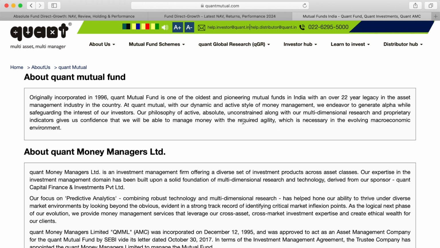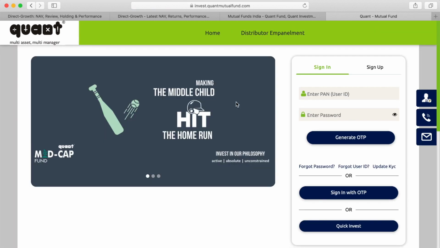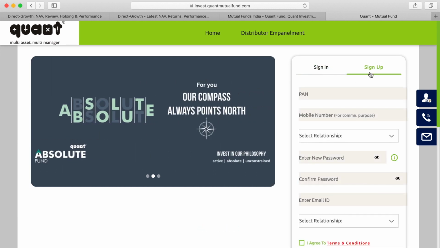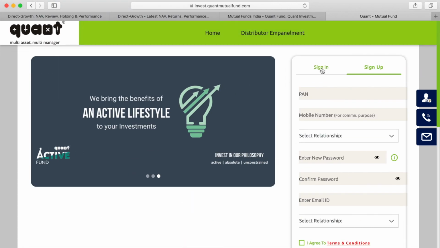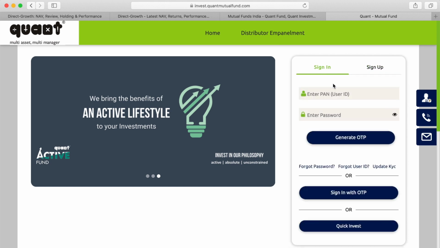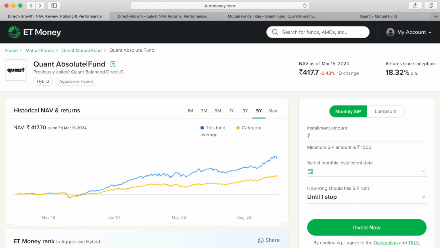If you are trying to invest directly via the AMC website, you have to click on Transact and Service Portal. It will take you to the website which I'm going to show you right now, and you have to click here to transact. If you are a first-time customer, you have to sign up for your account by providing your PAN details and other information which it is asking for. If you already have an account, you can sign in with your PAN and password. Once you have logged in, you can perform the transaction for the mutual fund of your choice. Let us quickly go back to the Absolute Fund review.